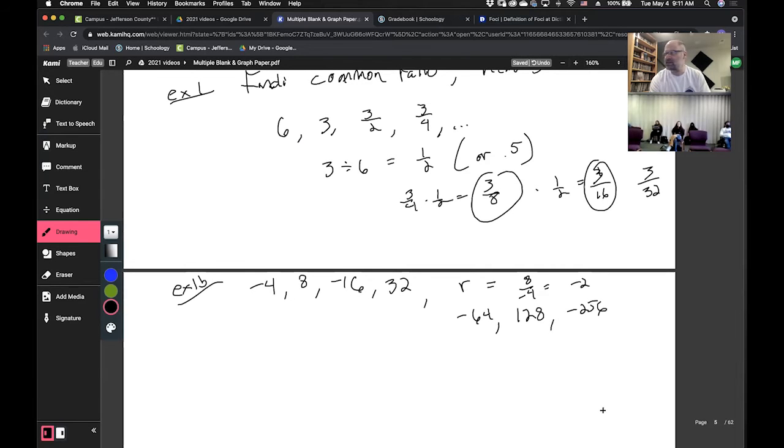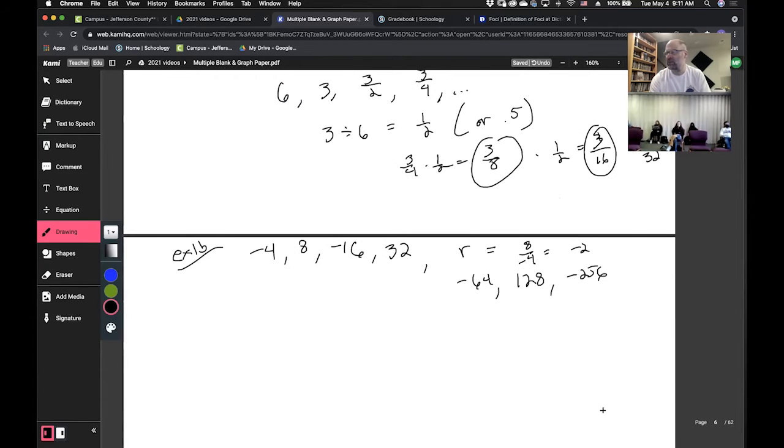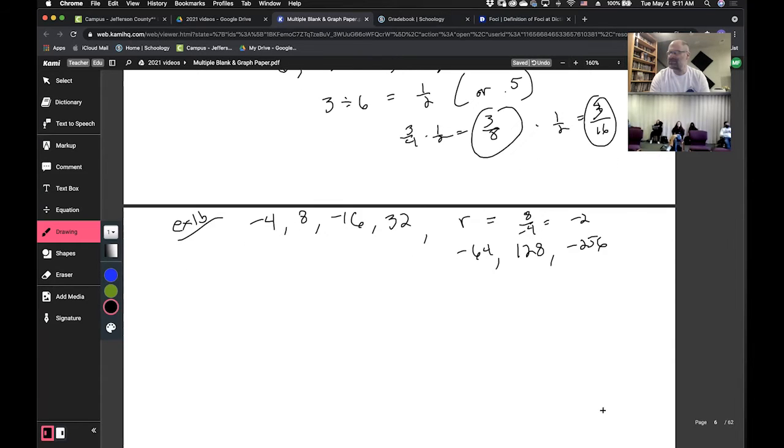Just like the arithmetic sequences, which felt like we were back in 7th grade math, and that's what it is going to feel like. Now let's get it back to 11th grade math and find the nth term. So the nth term, A of n, is going to be the first term times R, which is our common ratio, to the n-1.